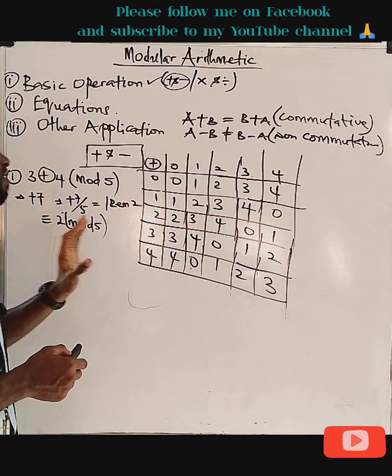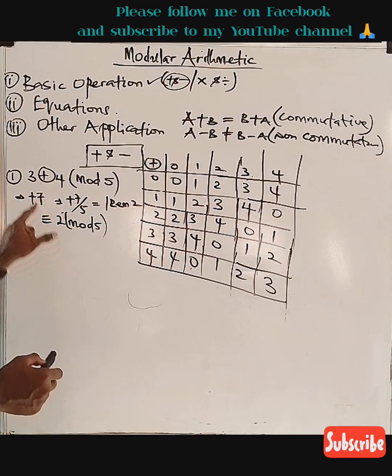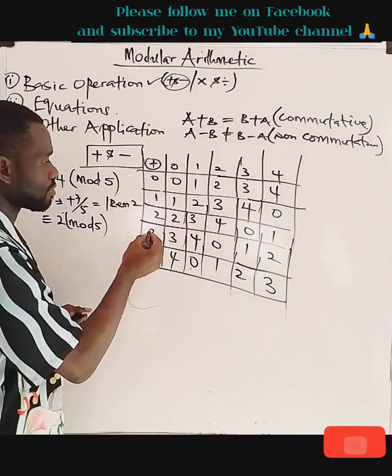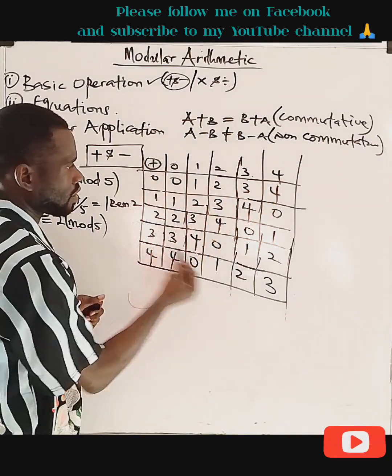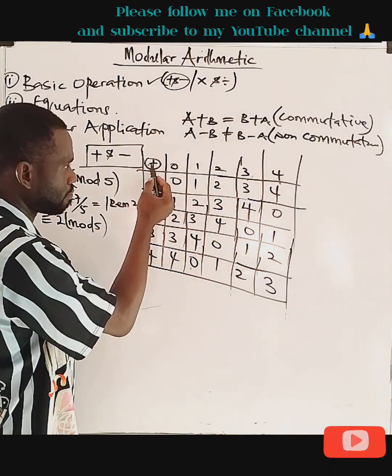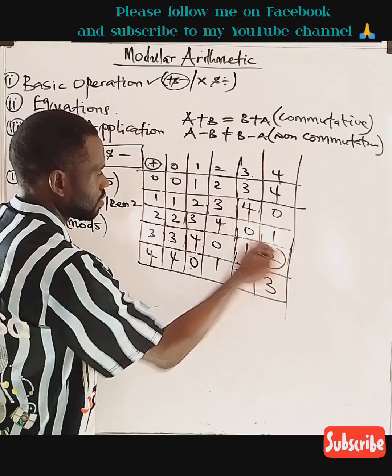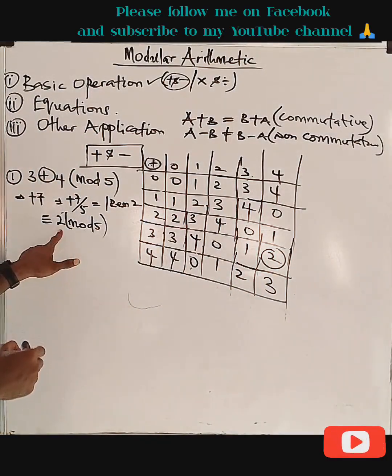So let's quickly see if this table is going to answer this very question. 3 plus 4 in modulo 5, what's it going to be? So 3 plus 4, what am I going to get? This is 3, this is 4. Our answer is 2, modulo 5.